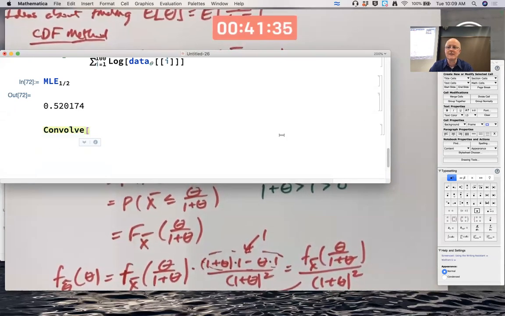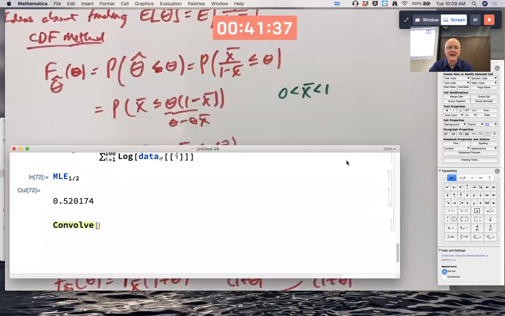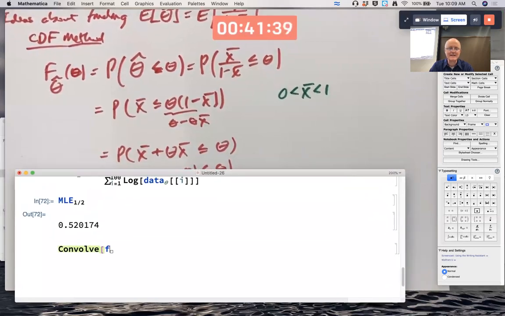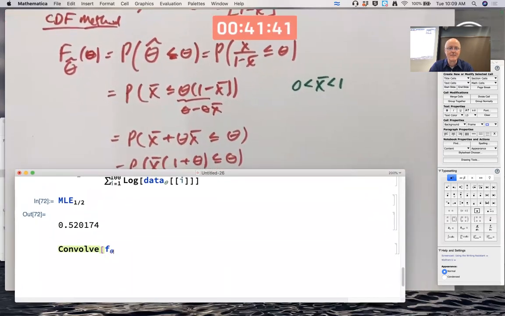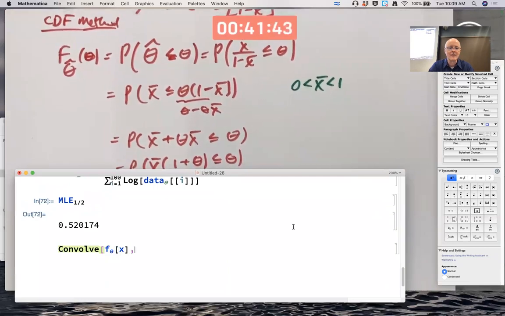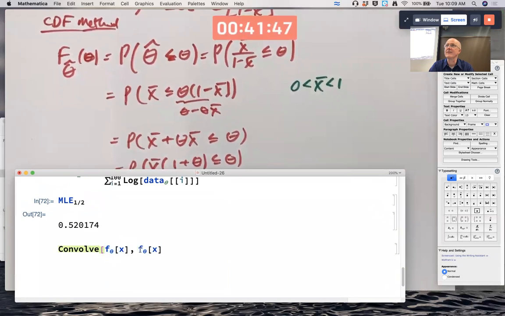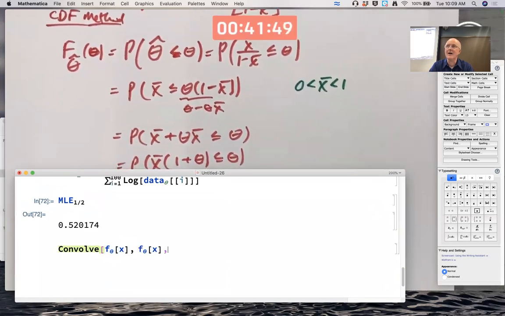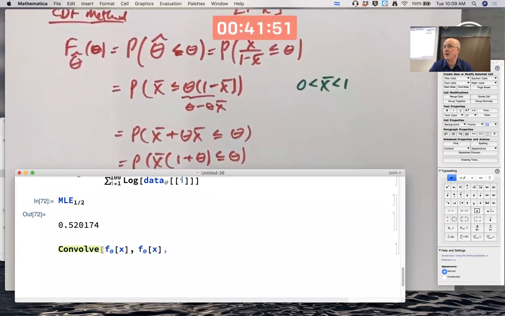Convolve f sub theta of x with itself, for example, is going to give you the PDF of essentially x1 plus x2, if you imagine that's a random sample of size 2 from the distribution of x. Call its variable w, say; you've got to put a w in the last spot.